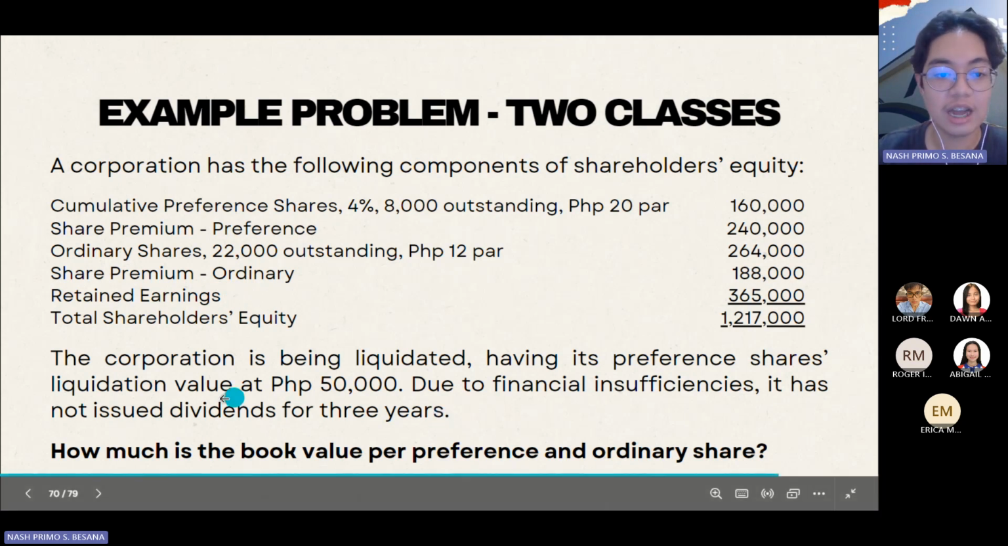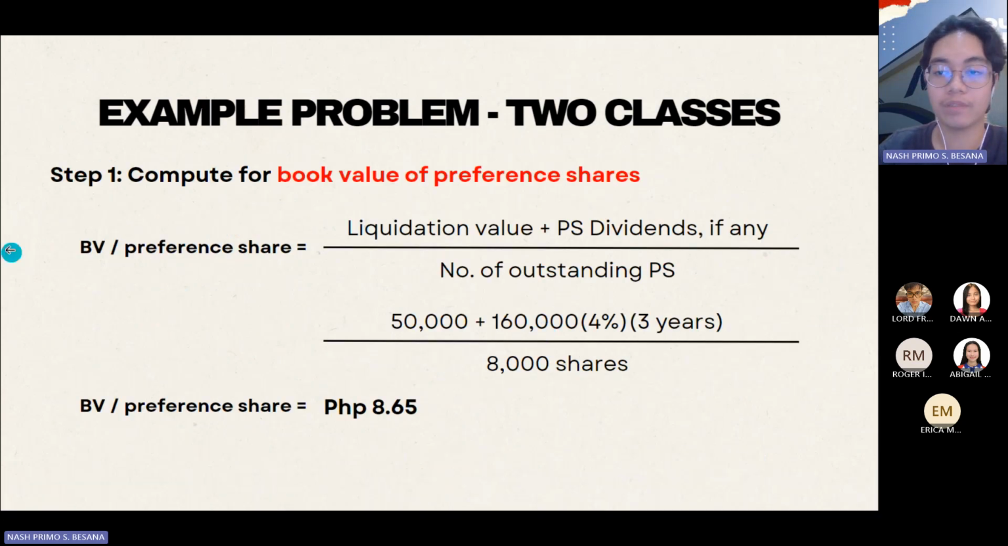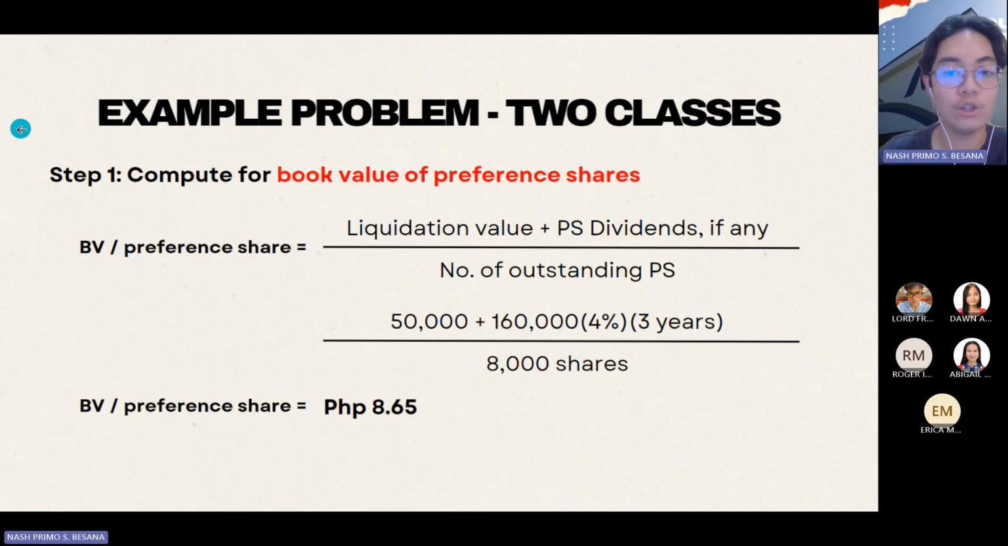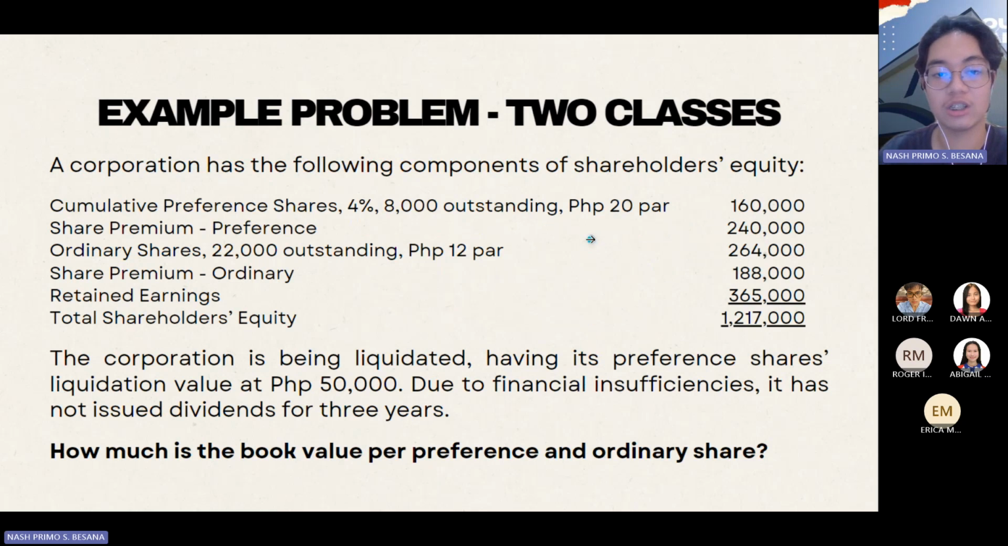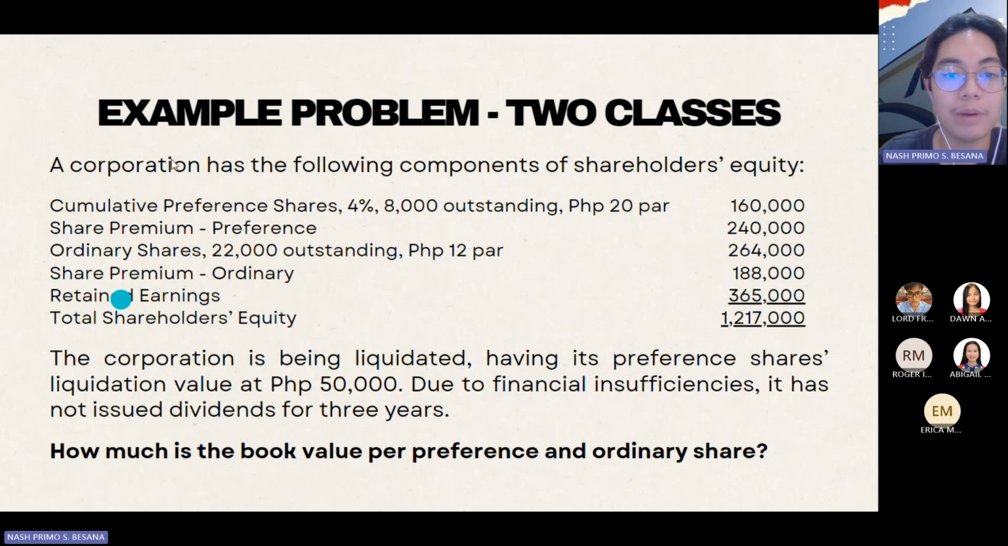So there are 3 years nga daw. It has not issued dividends for 3 years. So that would give us 160,000 na share capital na preference times dividend rate na 4%. That would give us 6,400. Pero yun nga, sabi, 3 years. So 6,400 times 3 years mo pa. So kaya siya may times 3 years dito. Divided by number of shares ni preference.